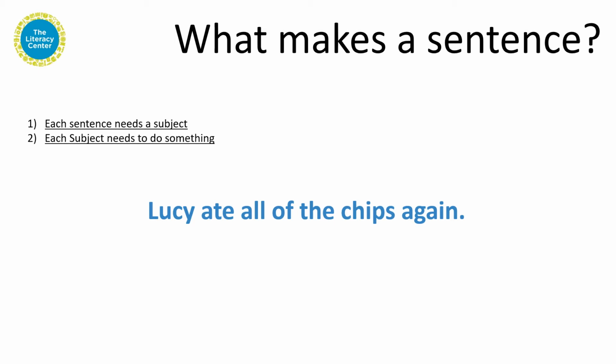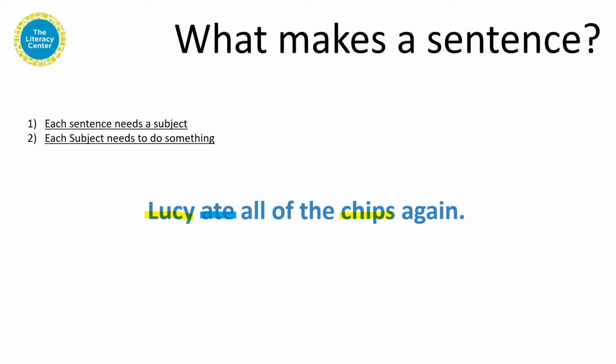Okay, let's look at a new sentence. Lucy ate all of the chips again. Okay, well, let's find the nouns. So we have Lucy, she's a person. Chips, that's a thing. Okay, so which one is the subject? Which one is this sentence all about? Well, it's Lucy, because we're being told what Lucy's doing. She ate. She has eaten all of the chips. That's what she's doing. She's eating.